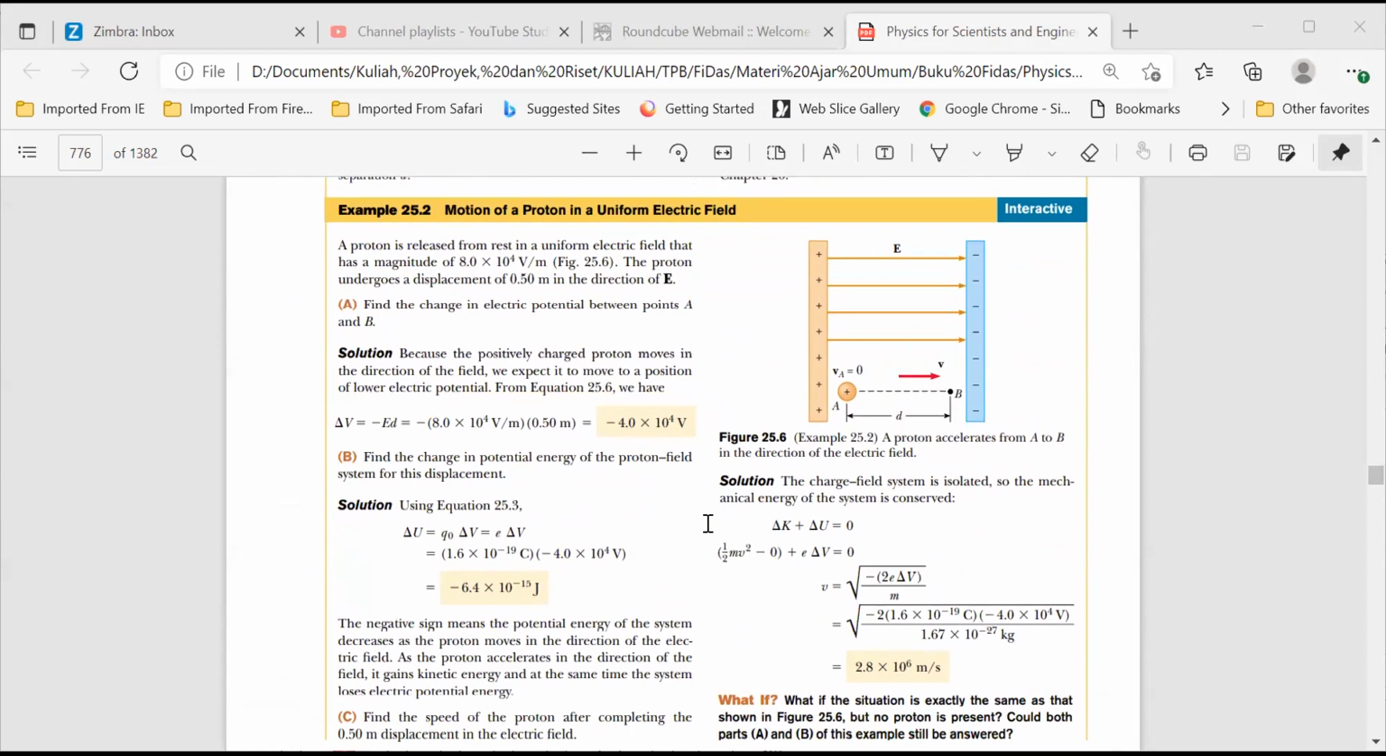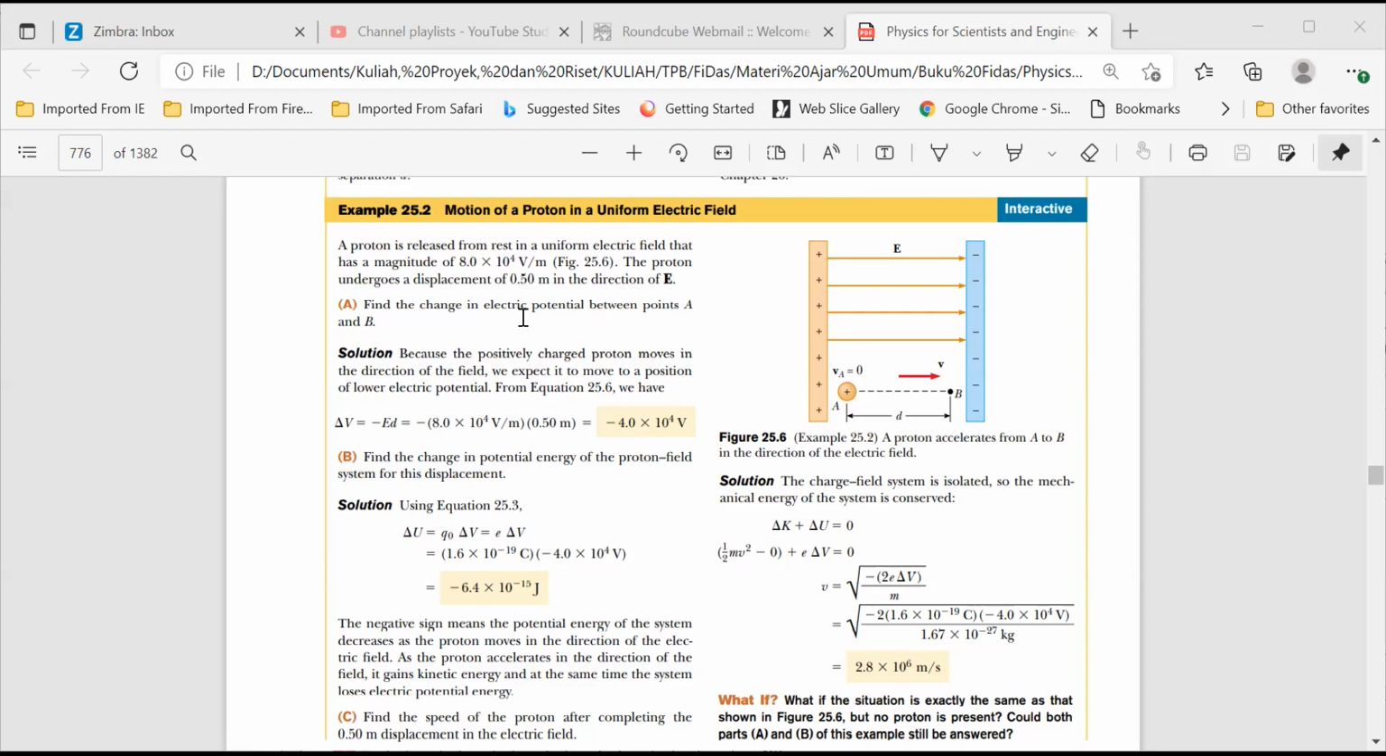So this is the example where a proton is released from rest in the uniform electric field that has magnitude 8 times 10 to the 4 volt per meter. This is the electric field. The proton undergoes a displacement of 0.5 meter in the direction of E.